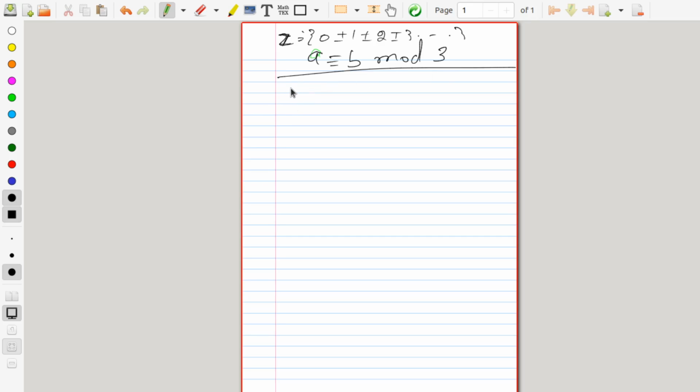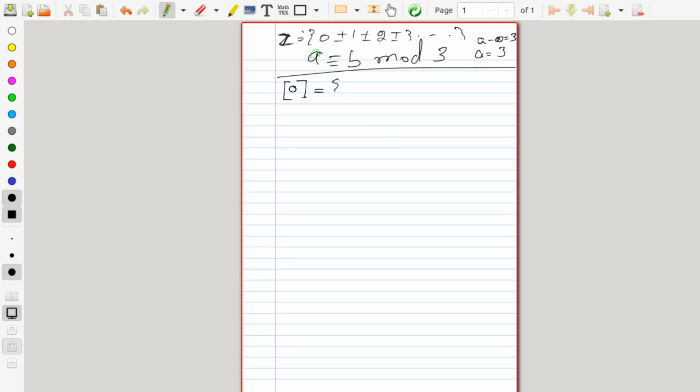Now consider the element 0. Then the equivalence class of 0 is the set of all elements which are related to 0. Or in other words, we are looking for the set of all elements A such that A minus 0 is a multiple of 3. Or in other words, A is a multiple of 3. If A minus 0 is a multiple of 3, then A is also a multiple of 3.